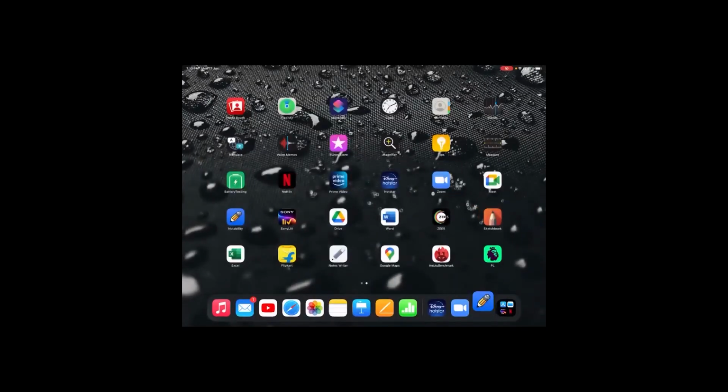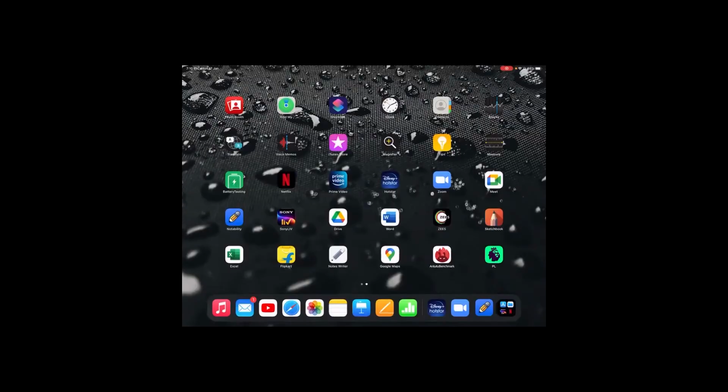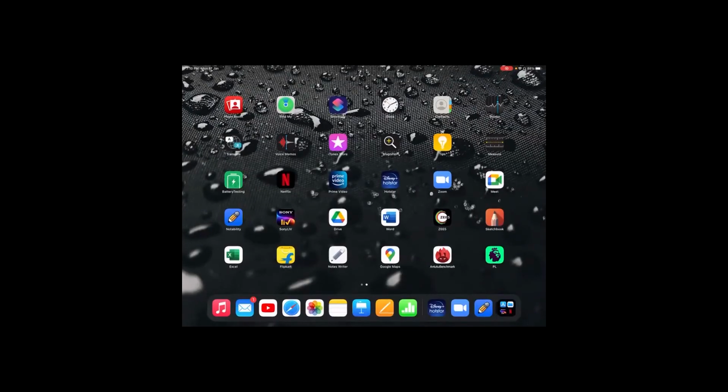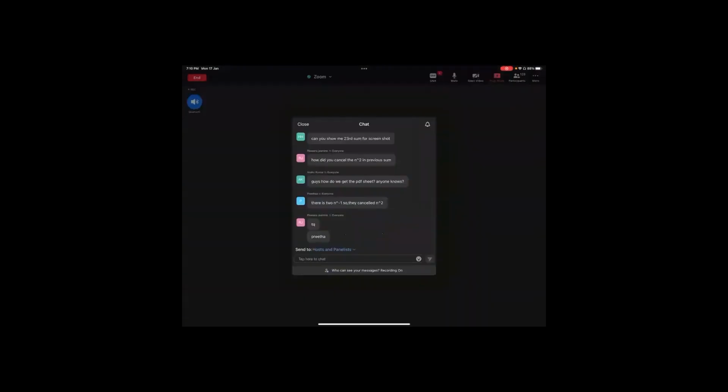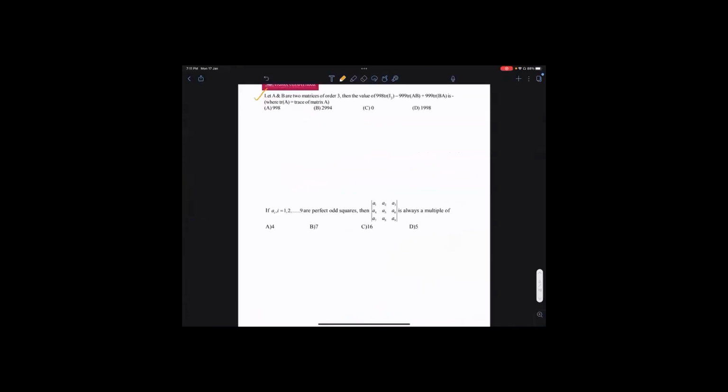Let me just check any doubts or anything like that. Yes, there are two n power minus 1. They cancelled with n square. Yeah, correct. Yeah, 23rd. Next.